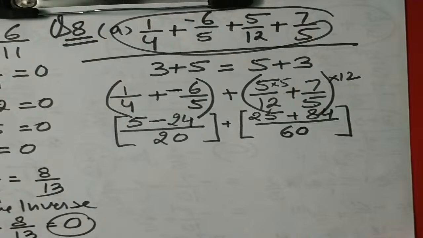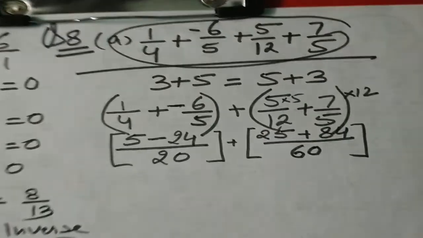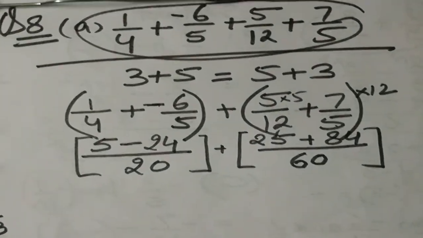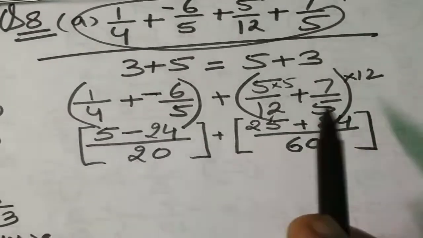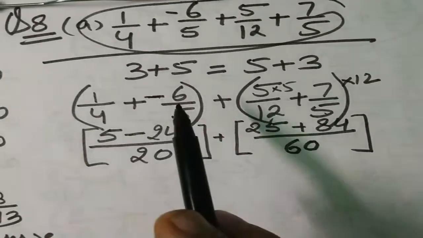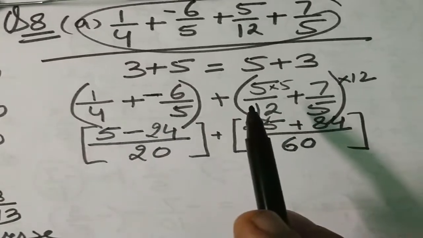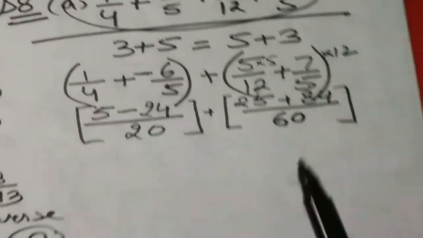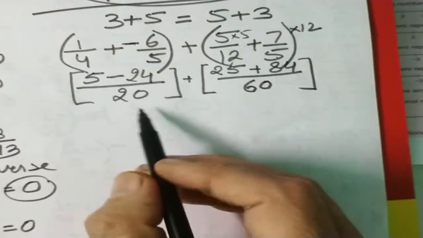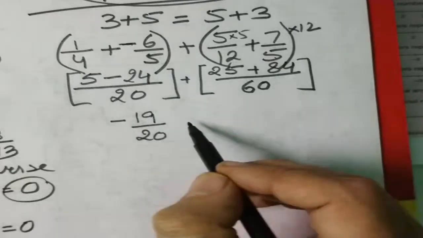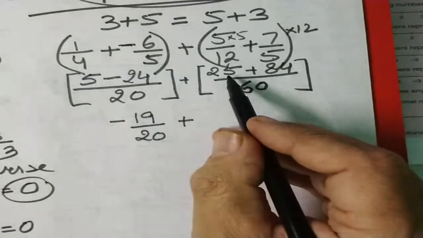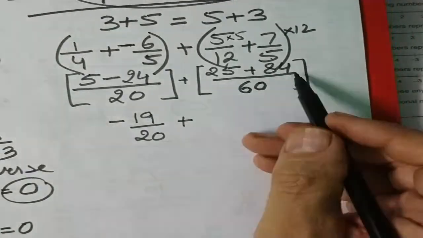If you have any confusion or doubt, I will take a Zoom session and clear your doubts individually, but most of the doubts will be solved if you follow the video. The first two numbers are added, and the order of addition can be changed. You can add first and second, or other pairs, and the answer will come the same. Here the answer is minus 19 upon 20, and the next becomes plus 109 upon 60.